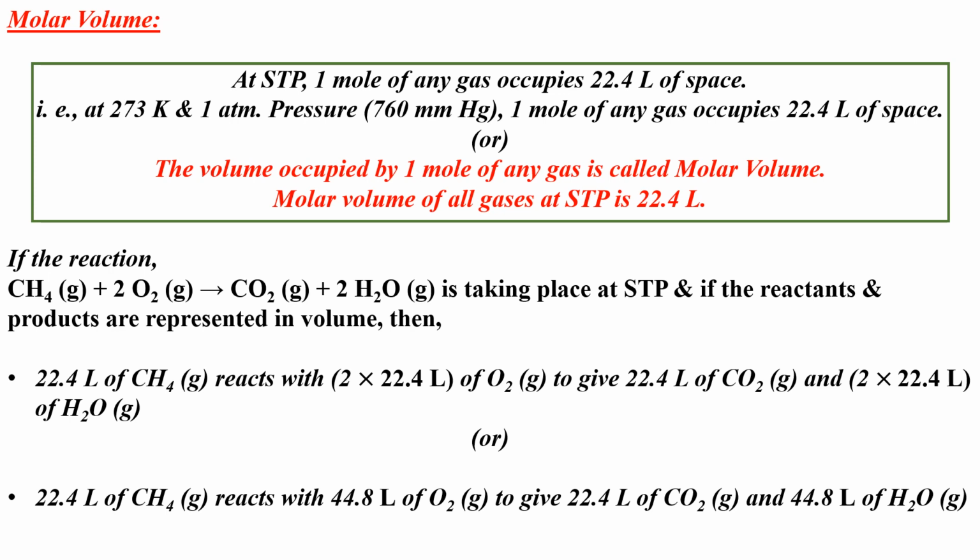and since there are 2 moles of H2O, you write 2 into 22.4 liters of water, H2O gas. Or 22.4 liters of methane gas reacts with 44.8 liters of oxygen gas to give 22.4 liters of carbon dioxide gas and 44.8 liters of water vapor. Okay, H2O, water in the form of gas, is called water vapor. Hope you are clear with the way you represent this equation in molar volume.